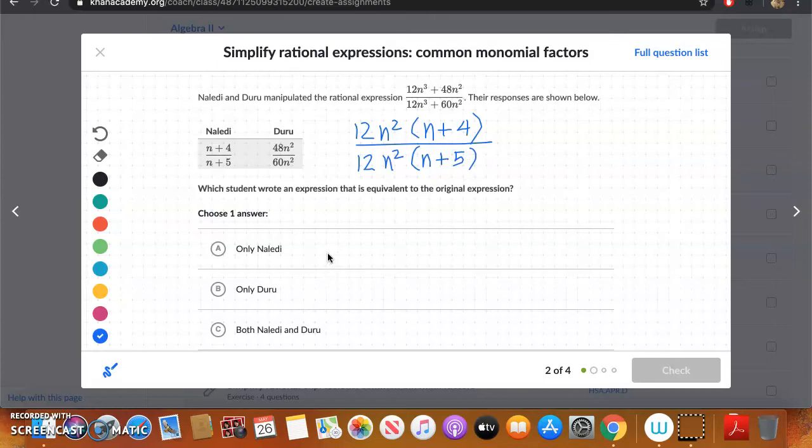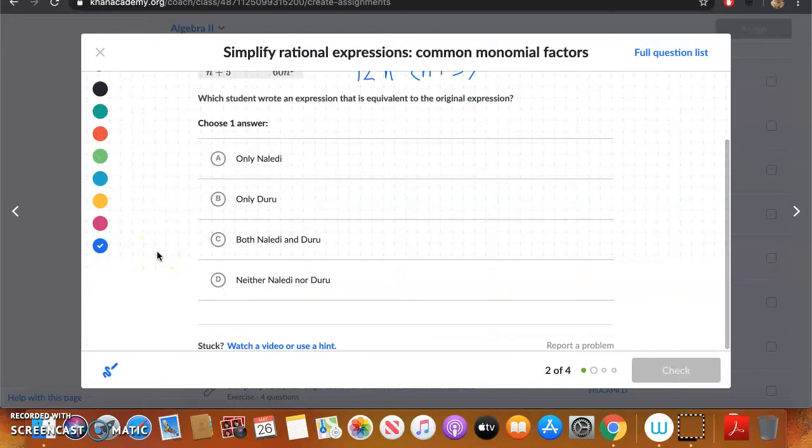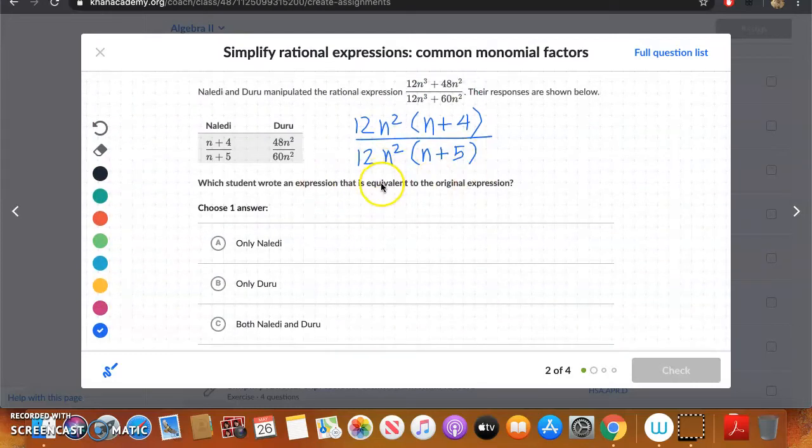Okay? And we can clearly see, even though this question didn't ask us for our restrictions, that in the domain, n cannot equal 0, right, because of this term, and n cannot equal -5 because of this term. Again, whatever values of the variable make the denominator factors go to 0, those are restrictions to the domain. They create an undefined expression because you get 0 in the denominator. But anyway, they didn't ask this. And now let's cancel.